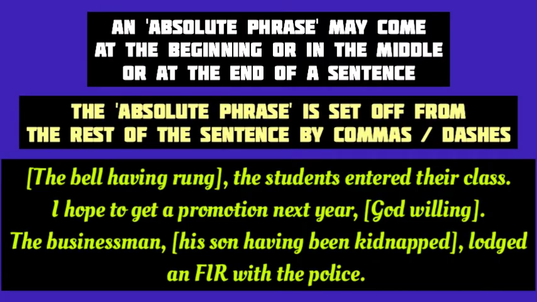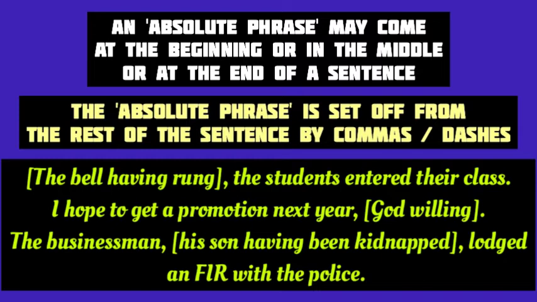Now let me tell you a couple of important things about the absolute phrase. You see, an absolute phrase may come at the beginning or in the middle or at the end of a sentence. And do remember that an absolute phrase is always set apart from the rest of the sentence by commas or dashes. For example, in the sentence, the bell having rung, the students entered their class, the absolute phrase, the bell having rung, comes at the beginning of the sentence.